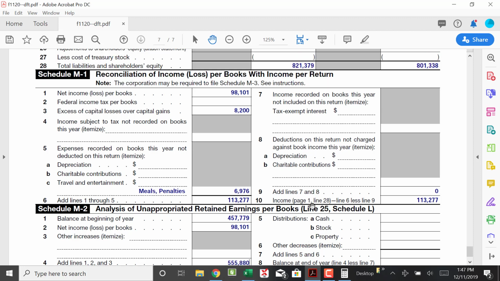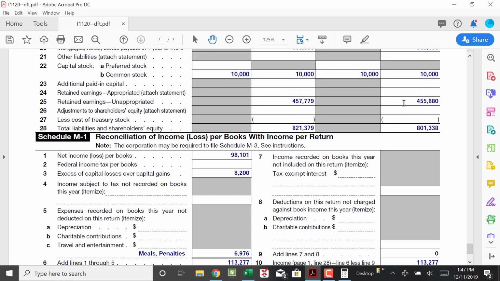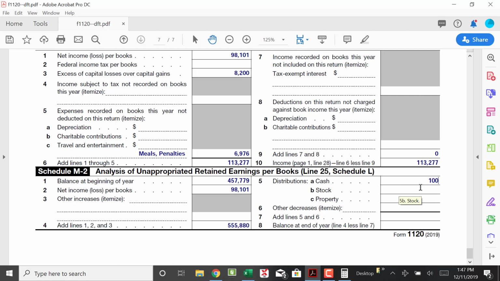And in this case, in this problem, it gave you the distributions. You'll see this is 555,880. But the retained earnings at the end of the year was 455,880, and it told you that the distributions to the shareholders, he got $60,000 and she got $40,000. So in total, we had distributions in cash of $100,000. That will reduce my retained earnings, and that will get me to the 455,880. So we now know this is our last check, that we have gone from our beginning retained earnings to our ending retained earnings, and all the pieces are in the right place.